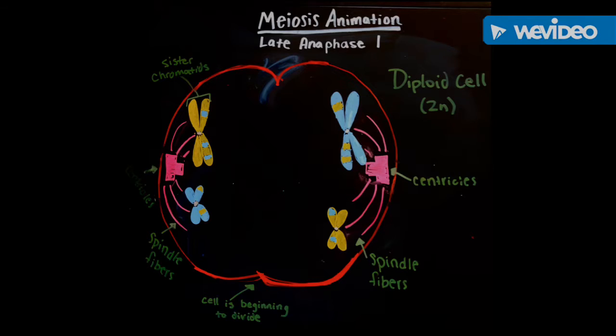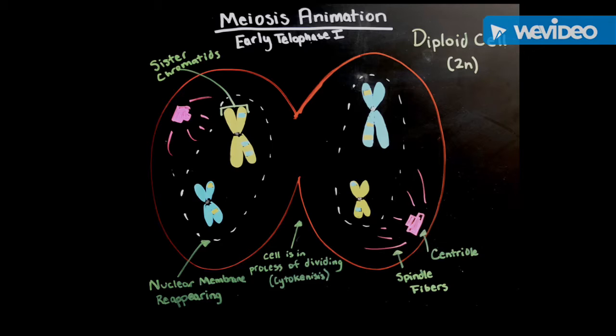At the beginning of telophase 1, the cell begins the division process. The chromosomes are on opposite sides of the cell, and the nuclear membrane begins to reappear around the chromosomes. The cell undergoes division called cytokinesis, where the cytoplasm and cell membrane divide to form 2 new cells.